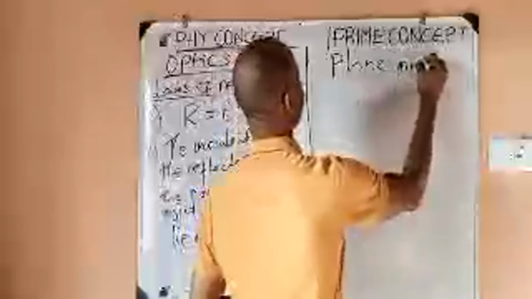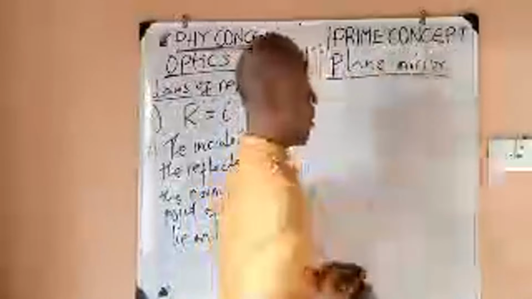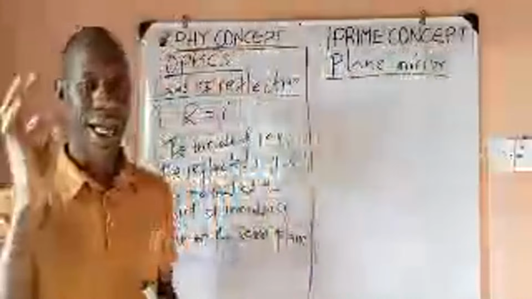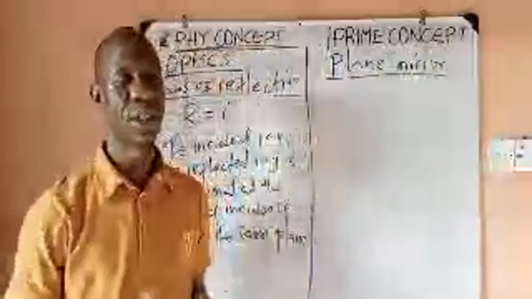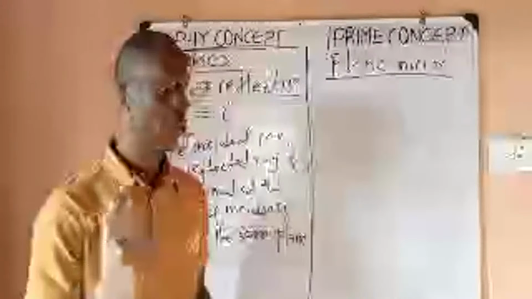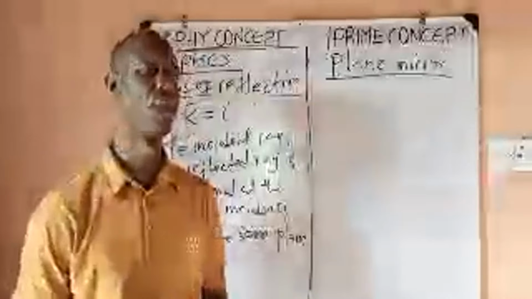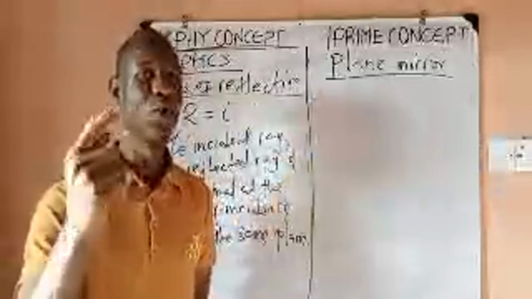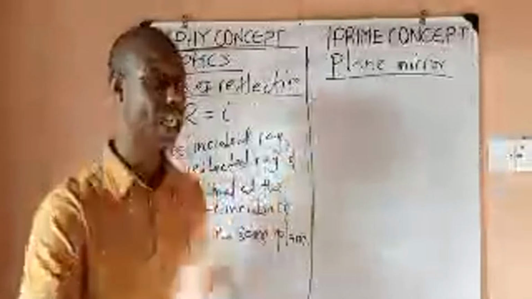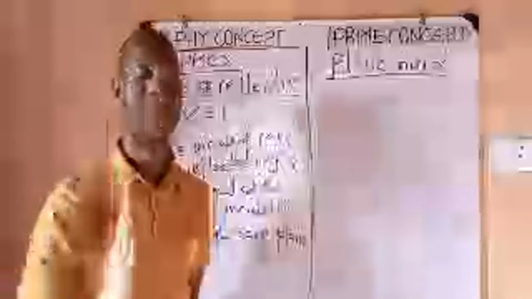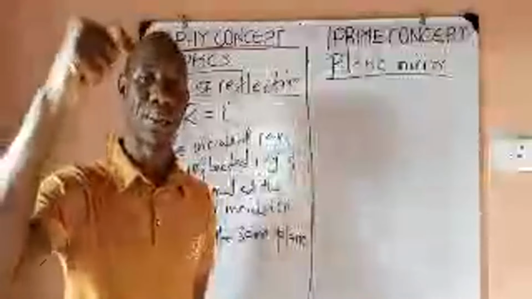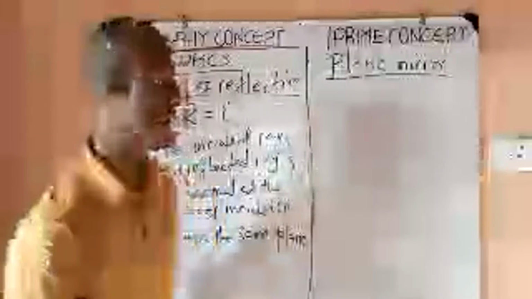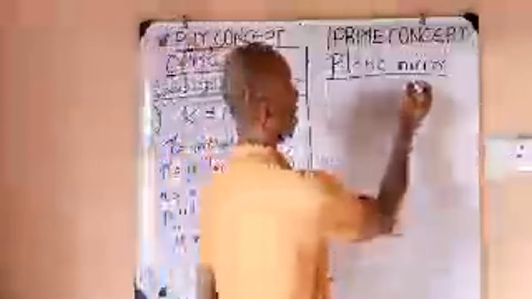Plane mirror. What is a plane mirror? Of course, everybody has seen a plane mirror. The mirror you use at home to check yourself is a plane mirror. A plane mirror is a plain glass in which one side is coated. A plain glass in which one part of it is what? Coated. And this is how we denote a plane mirror in physics.